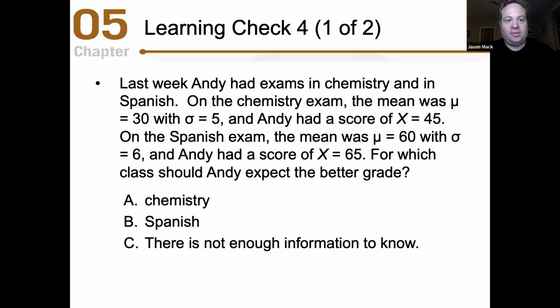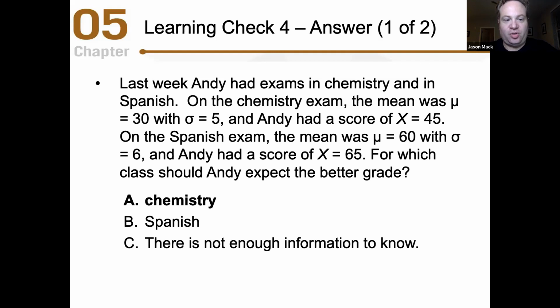What do you think? So, the chemistry exam, the mean was 30, standard deviation of 5, he had a score of 45. Spanish exam, mean was 60, standard deviation was 6, the score was 65. So it would be chemistry, and that has to do with the score being more standard deviations from the mean.